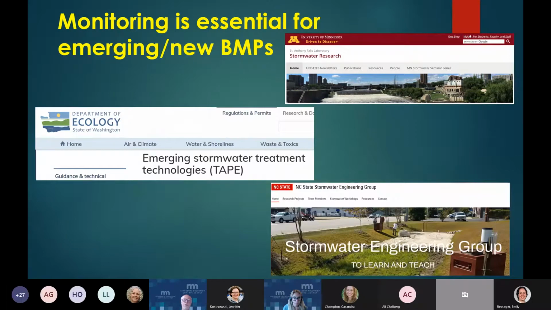And again, I mentioned research. We have close linkages with the research community. Of course, the University of Minnesota here, a very active research group, but other folks too, the folks out in Washington State, Bill Hunt's group at North Carolina State, others across the country. There's a lot of research being done in stormwater now, and it's important to keep in contact with those folks. Next slide.